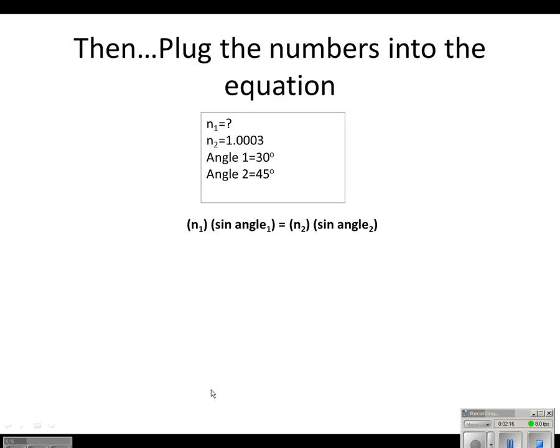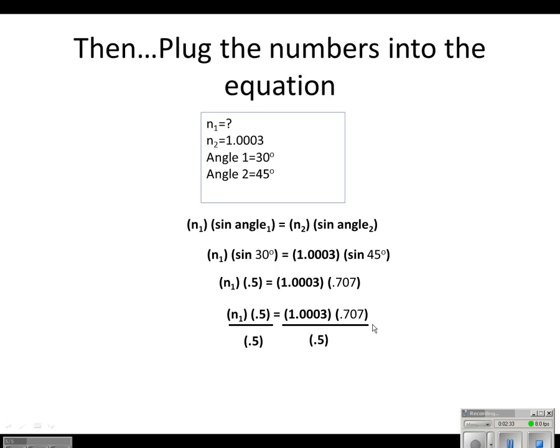Then we just have to plug the numbers into the equation, which I have written for you here already. So then we get n1 times the sine of 30 degrees equals 1.0003 times the sine of 45 degrees. And we plug those into the calculator, and we get the sine of 30 being 0.5 and the sine of 45 degrees being 0.707. To solve for n1, we need to divide by 0.5 to get n1 by itself.